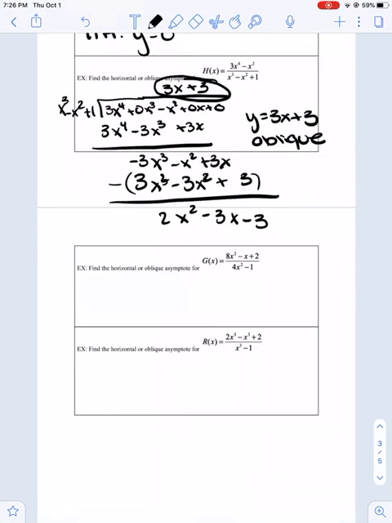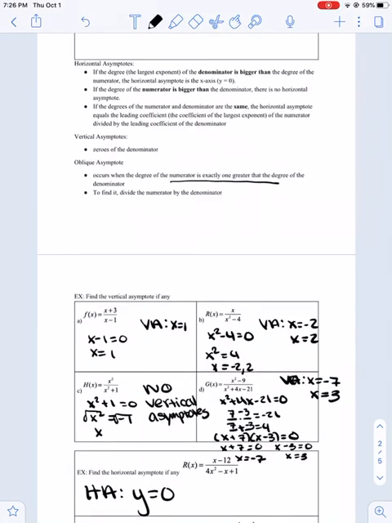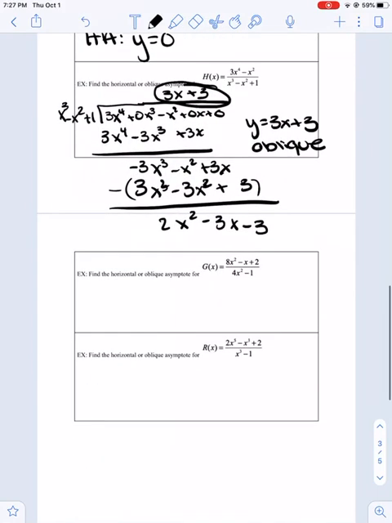All right, let's look at this next one. We have the degree of the numerator and denominator are the same. So if we look at our rule, we take the coefficient of the numerator and divide it by the coefficient of the denominator. So our leading coefficient is 8 in the numerator, and the denominator is 4. So 8 divided by 4 equals 2. So we have a horizontal asymptote at y equals 2.